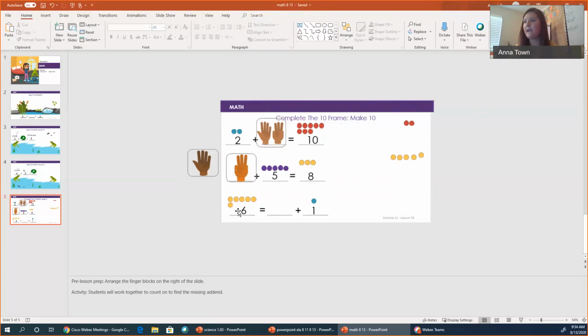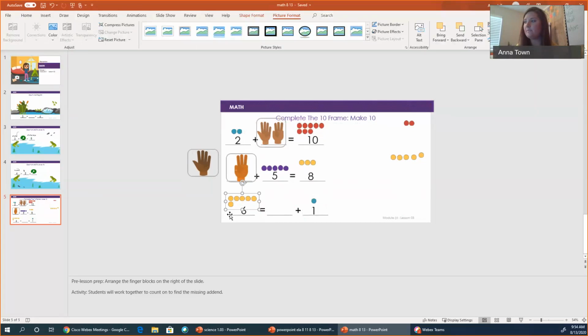Okay, our last problem we had here was 6 is equal to blank plus 1. Remember, our sum was given first, right here. This is our sum. So right now we have 1 out of our 6 counters. So we're going to take one of them away to see how many are left.